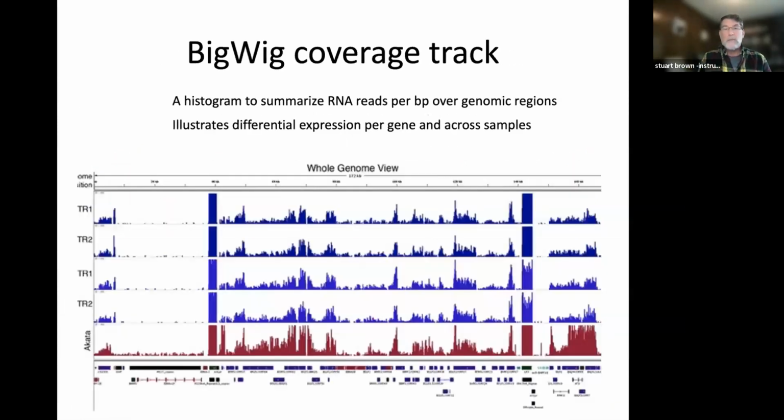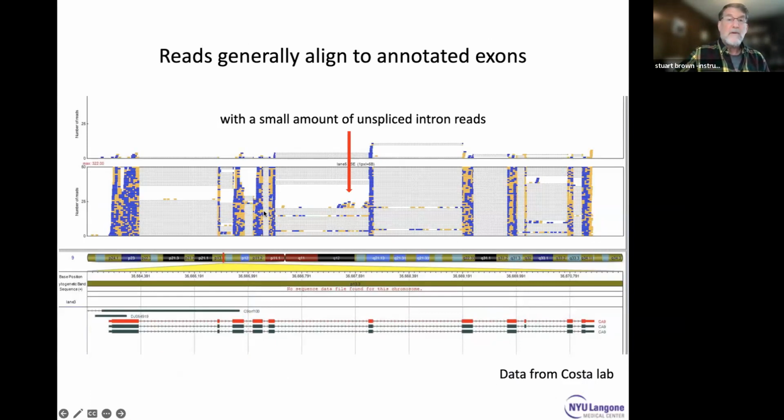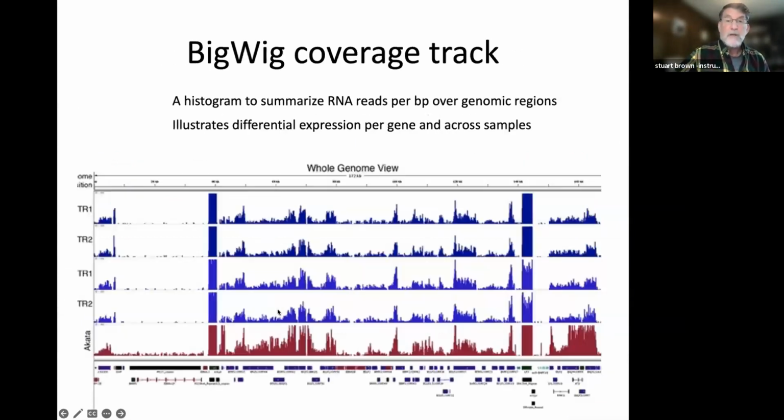What we do represent in ViewPath is a sort of simplified histogram where we sum up the number of reads that map over each base of the genome, and we show it in what we call a bigwig coverage track. The advantage of these tracks is that they're much, much smaller in size. And so we can store them and manipulate them and load them into JBrowse much more easily. They don't use as much RAM and as much disk storage space.